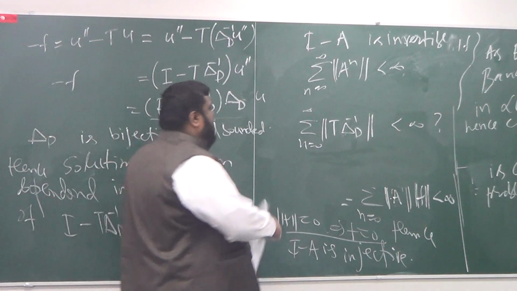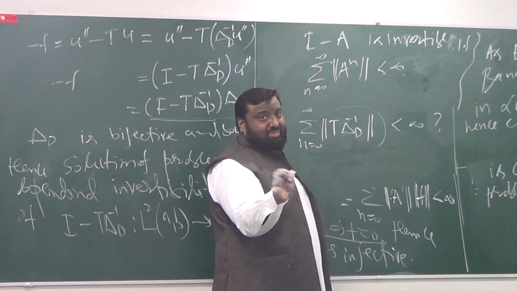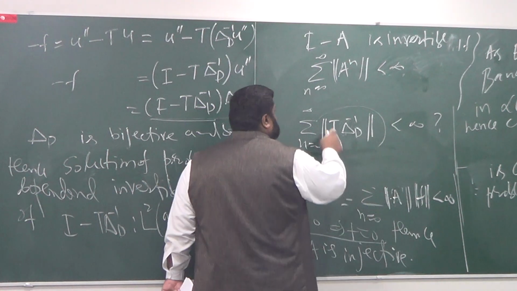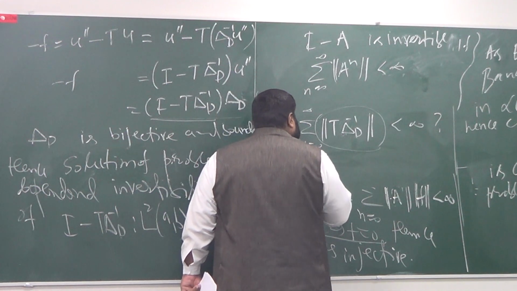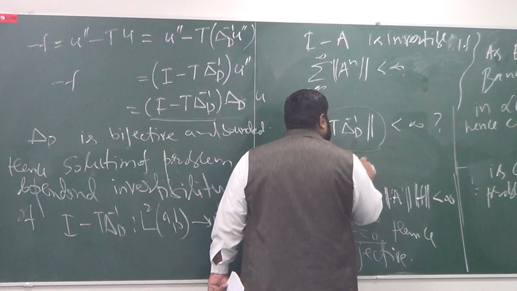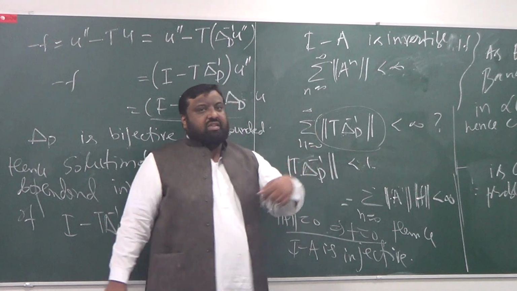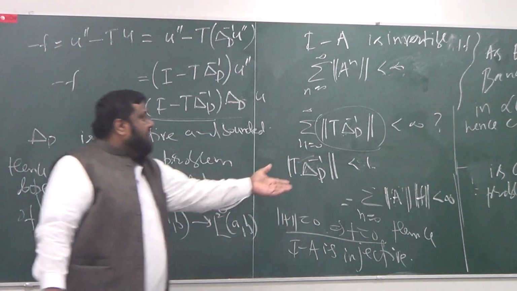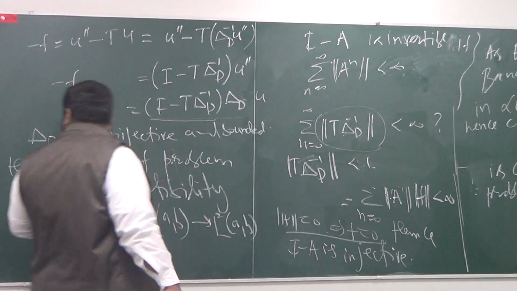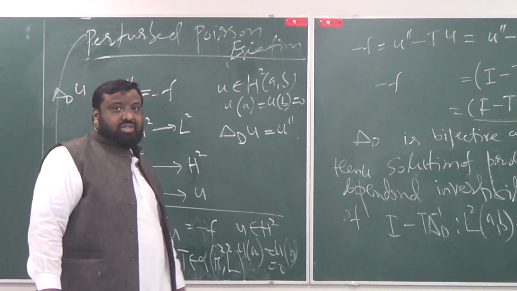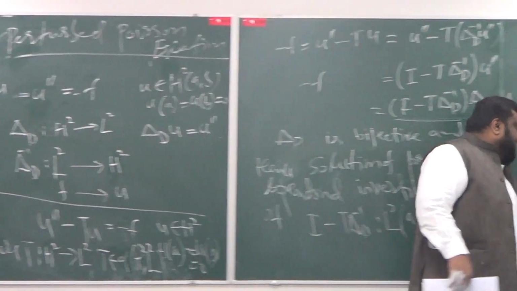That's one way to deal with it. There can be other ways as well, but one potential way is that you assume that this T delta d inverse has a norm strictly smaller than 1. If this is the case, the series must converge. And if it converges, the inverse exists. And if the inverse exists, the problem has a solution. Are you getting the point? So that's one of the sufficient conditions.